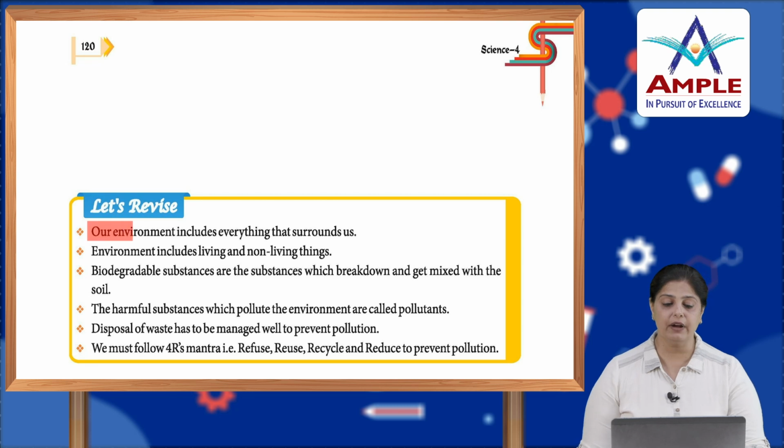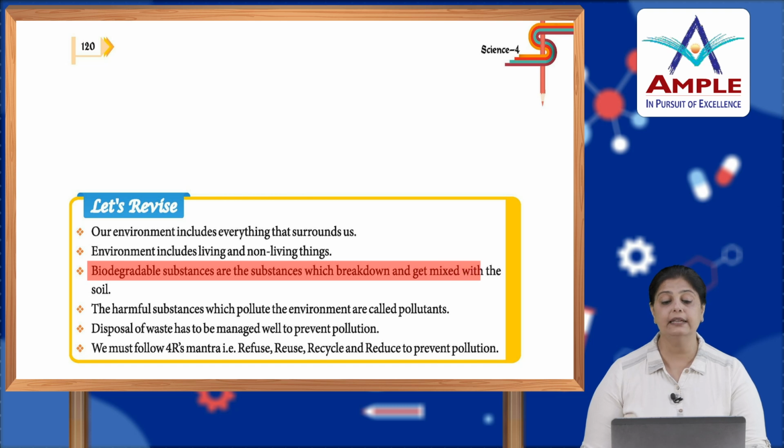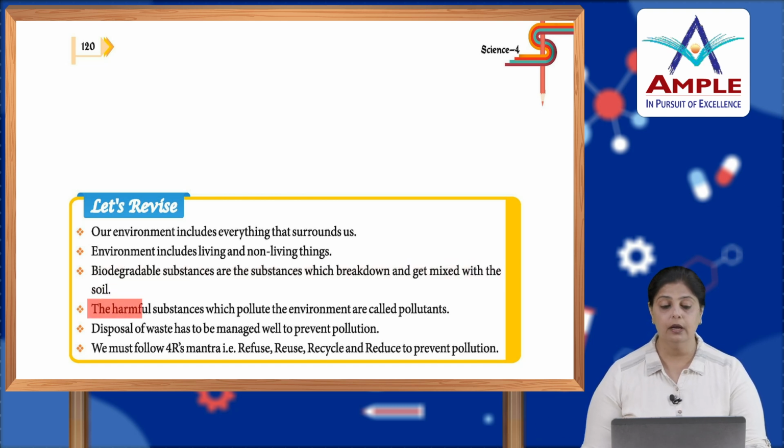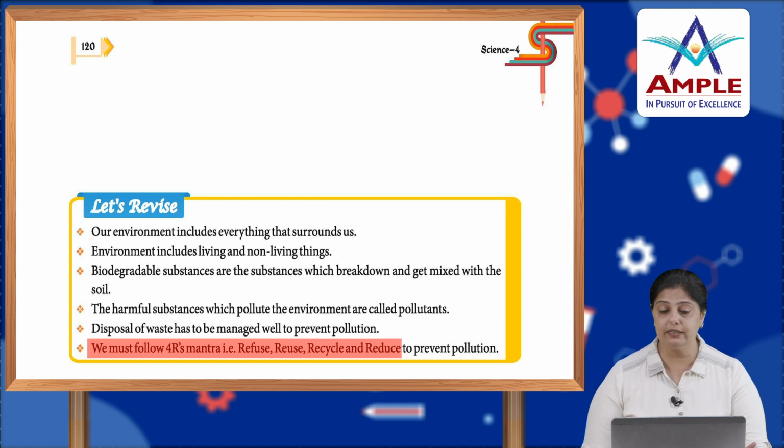Okay. Now, let's revise. Our environment includes everything that surrounds us. Environment includes living and non-living things. Biodegradable substances are the substances which break down and get mixed in the soil. The harmful substances which pollute the environment are called pollutants. Disposal of waste has to be managed well to prevent pollution. We must follow the 4 R's mantra: refuse, reuse, recycle and reduce to prevent pollution.